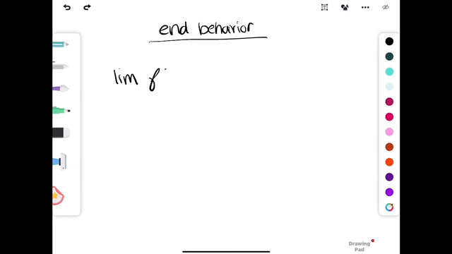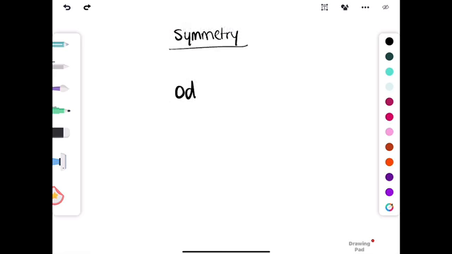Based on solving for the asymptotes, we have an idea of what the graph will look like. So the end behavior of this graph is the limit of f of x as x approaches infinity is 0, and the limit of f of x as x approaches negative infinity is also 0. The graph is odd as it is symmetrical above and below the origin.